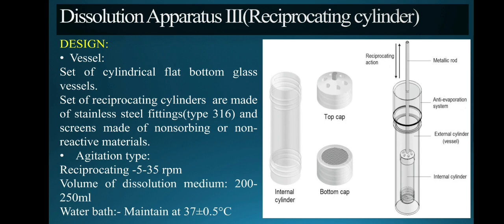It also has reciprocating cylinders and they are made of stainless steel fittings, and screens are made up of non-absorbing and non-reactive materials. Its agitation speed is 5 to 30 rpm, which is different from the previous two apparatus. Its volume of dissolution medium is also different and it is less than the two apparatus, which is 200 to 250 ml, and its water bath is maintained at 37 degrees Celsius.